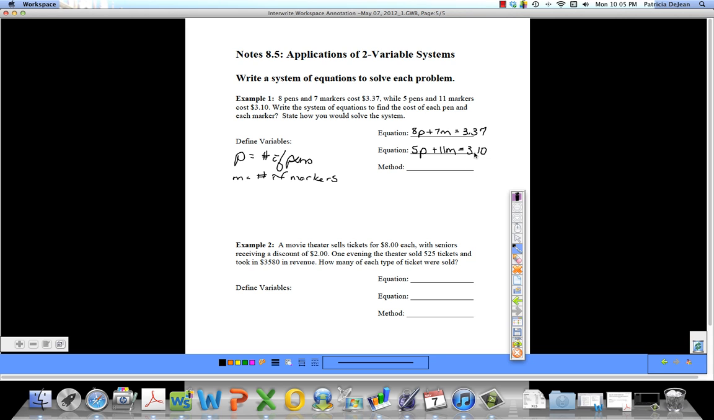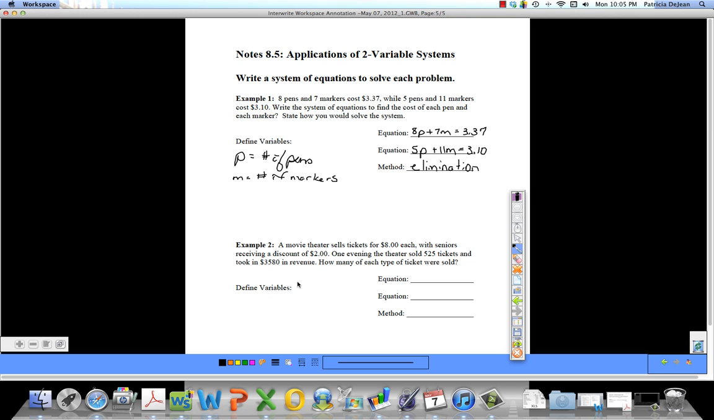And the easiest way to solve this, since all of these have coefficients in front of them, should be elimination. And unless it tells you to solve, this is all you have to do. Write a system to solve each problem. And state how you would solve it. So you just need to write these two equations.